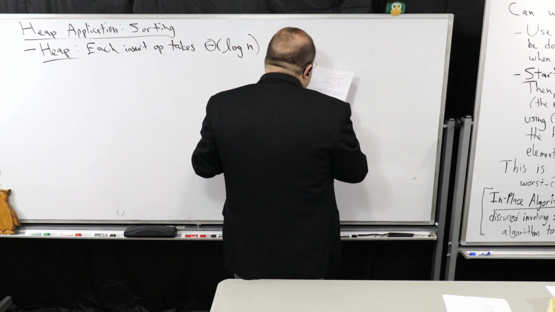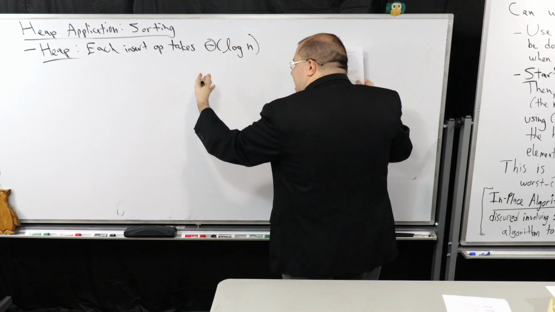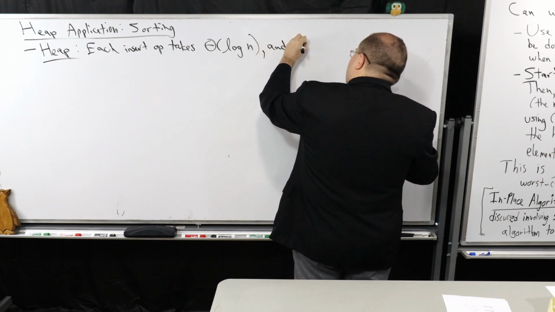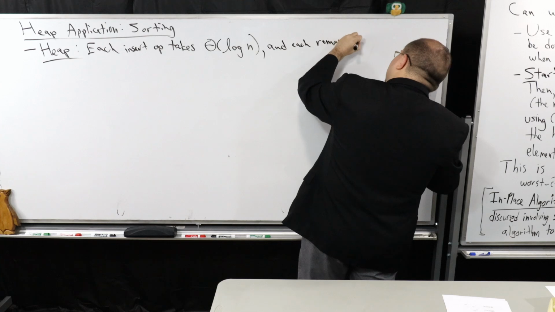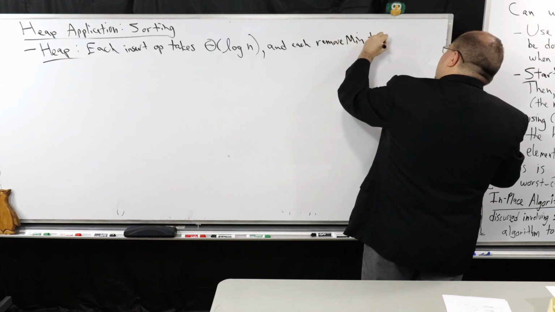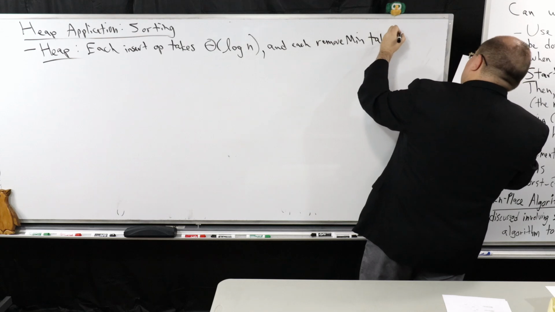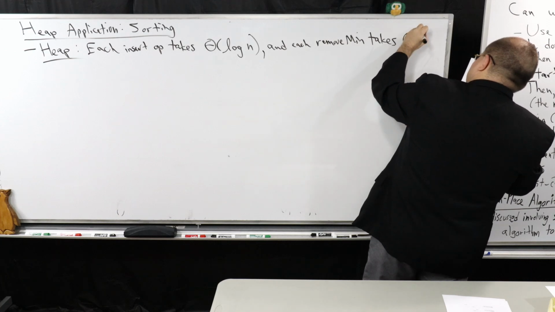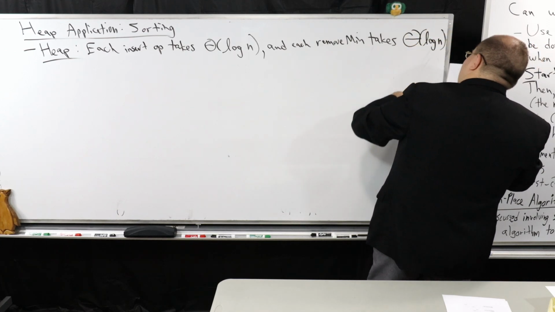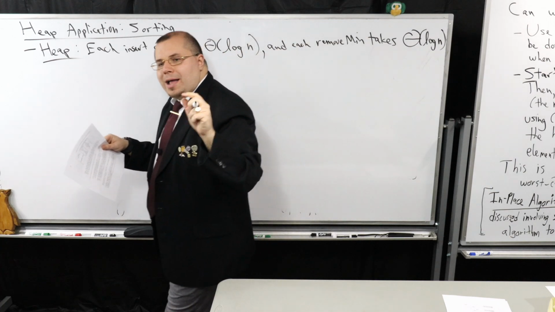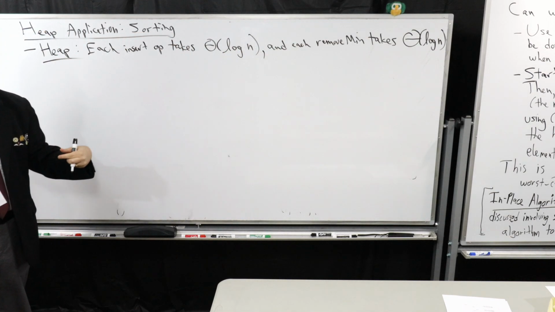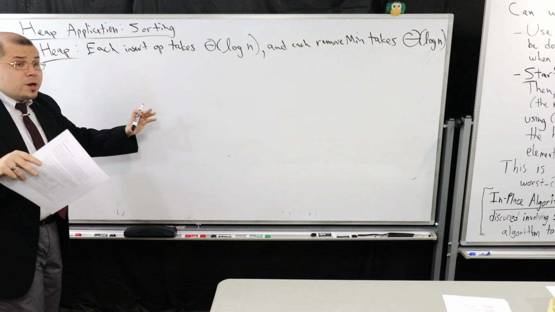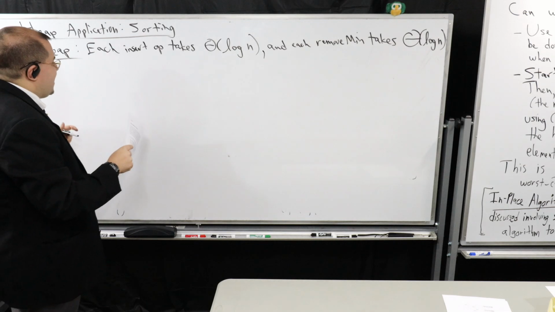log n, right? So it means it's going to take n log n to do all the insertions. And each remove min takes, remember we established that, I end up with this log n for the remove min. And remember, I just showed you how I can take an array and build it into a heap so I could set it up for this. But I'm not going to worry so much about that right now. I'll get to that in a moment.